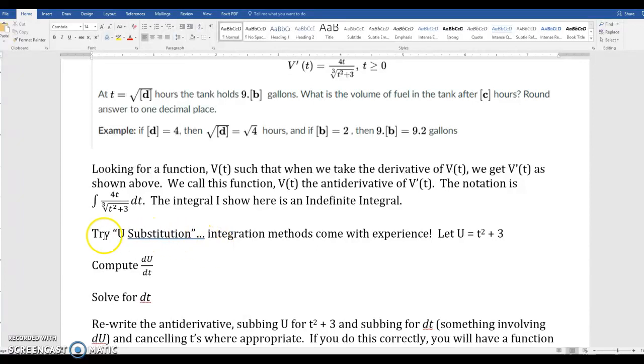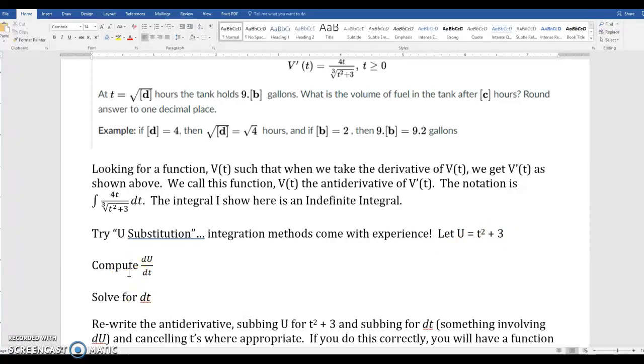I just want to introduce this. So try u substitution, and I note here again, as the point I just made, integration methods come with experience, and that exclamation point and probably a smiley face as well, because it does take a while. So the u substitution that we're going to make here, notice in the denominator under this cubed root symbol, we have the expression t squared plus 3. So I'm going to let u equal t squared plus 3. So that is my u substitution.